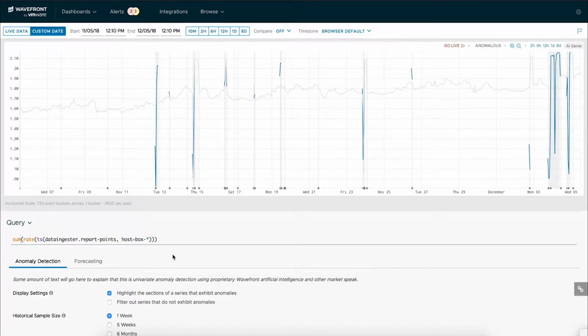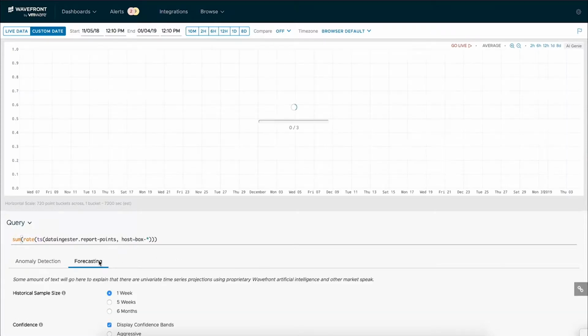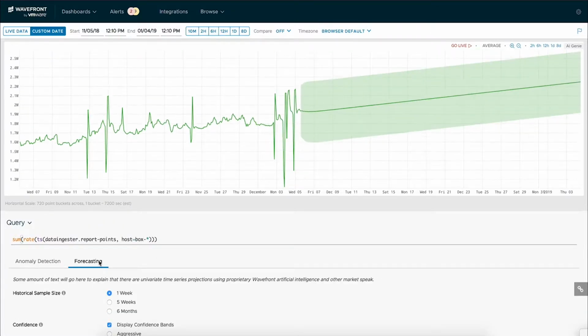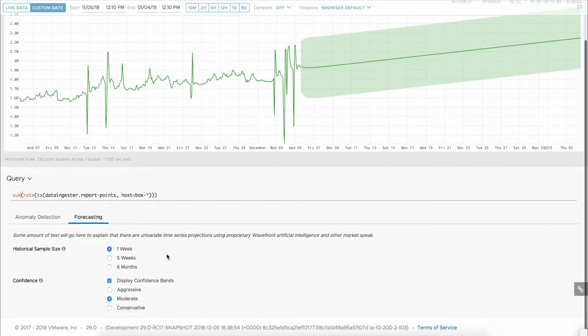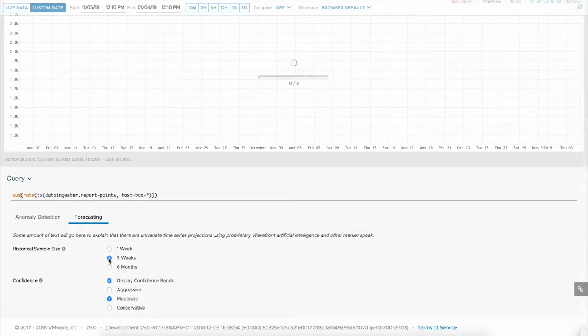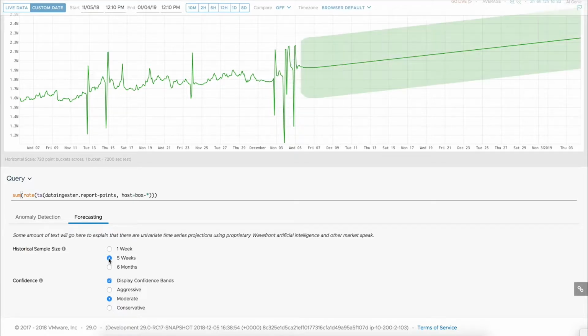Well, we talked about anomalies before. Now let's look at forecast. So I am looking here at one week back, and actually, I don't want 1 week back. I want 5 weeks back. Compared to 5 weeks back, this is the projection.